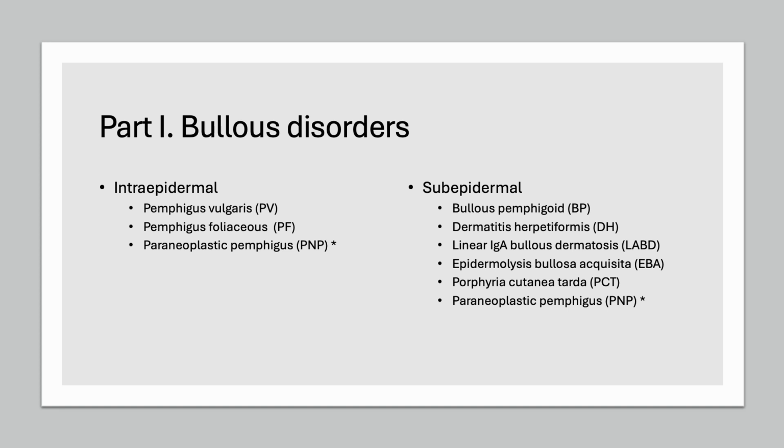Also, in later lectures, I'm not going to repeat all the long names. Instead, we will use the abbreviations here: PV, PF, PNP, BP, DH, LABD, EBA, PCT, and PNP for short. That is very common when the names use a lot of Latin words, and we use abbreviations more commonly.